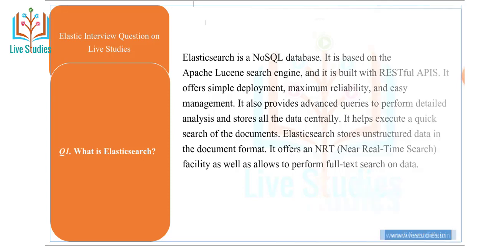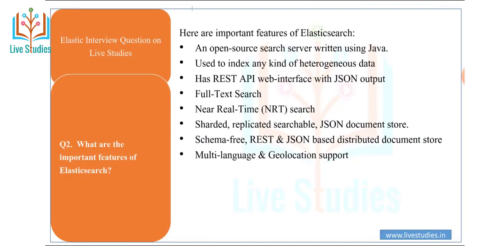Okay, moving to another question. What are the important features of Elasticsearch? There are some important features in Elasticsearch. First, it is an open source search server written in Java, used to index any kind of heterogeneous data. It has REST APIs and a web interface with JSON output.